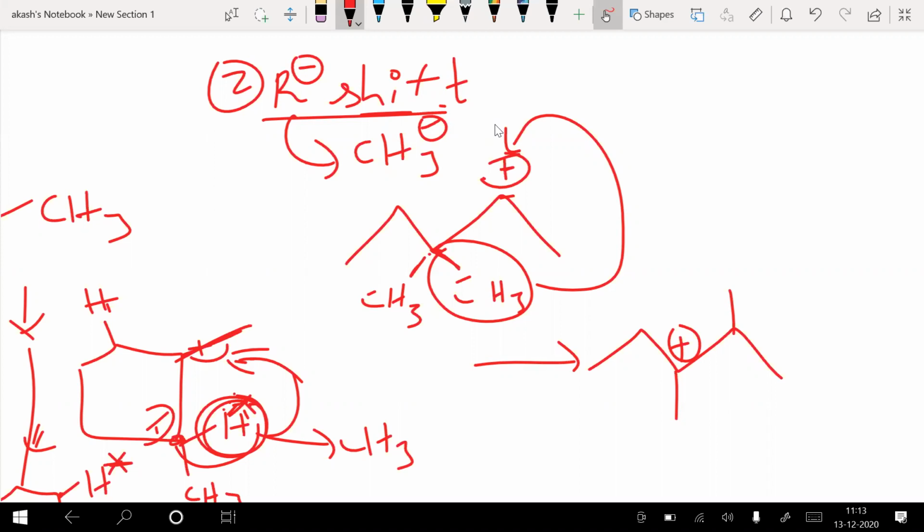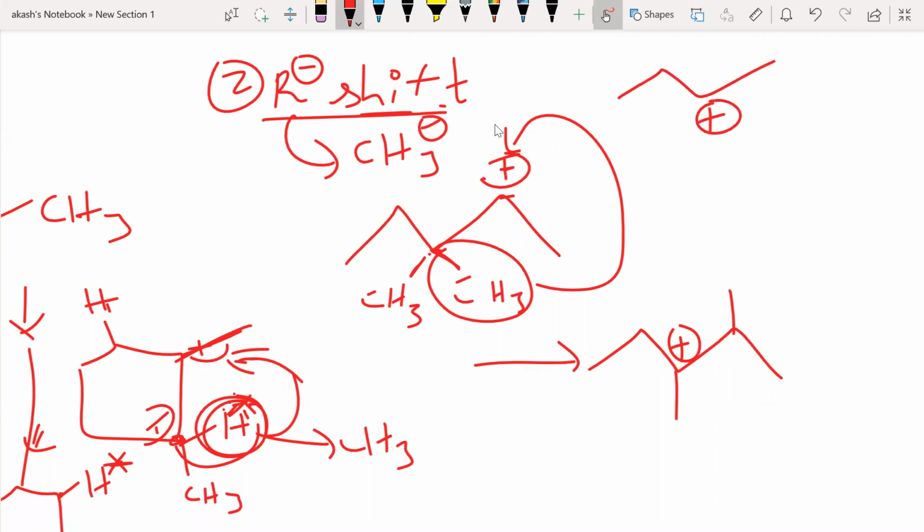Okay, now answer this question. I have this carbocation with me. Is there any possibility that this carbocation can undergo rearrangement? Tell me. No, sir. No. Why? Because there's no possibility of forming a more stable carbocation.